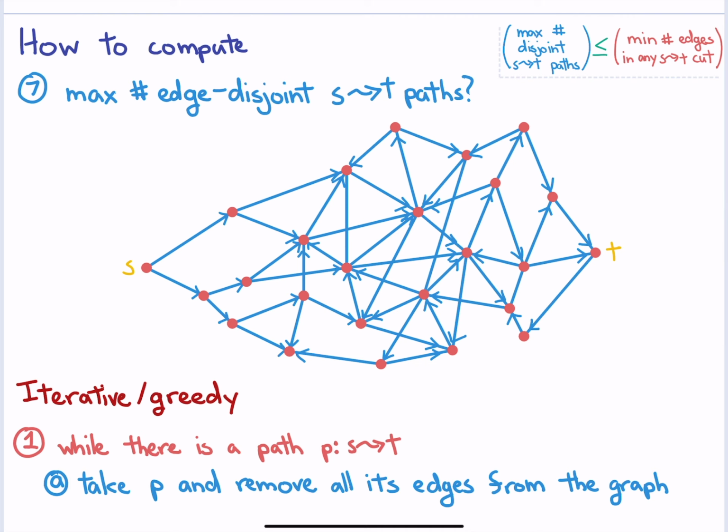For those who think that it might have some issues, can you think of a counter example, a simple example where this greedy algorithm, which I think is the most natural idea, might not work?